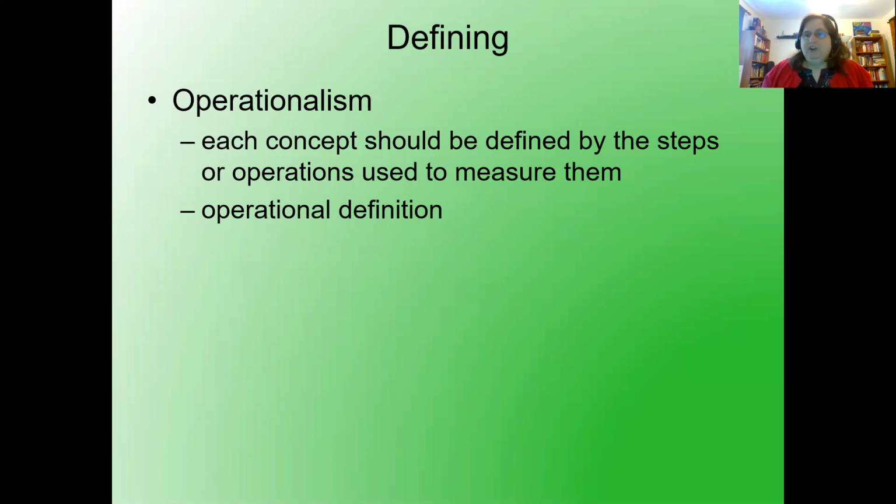Other terms can be a little more complex, like attachment of a 5-year-old to their primary caregiver. What does that look like? How do you break that down? It's a little more challenging.